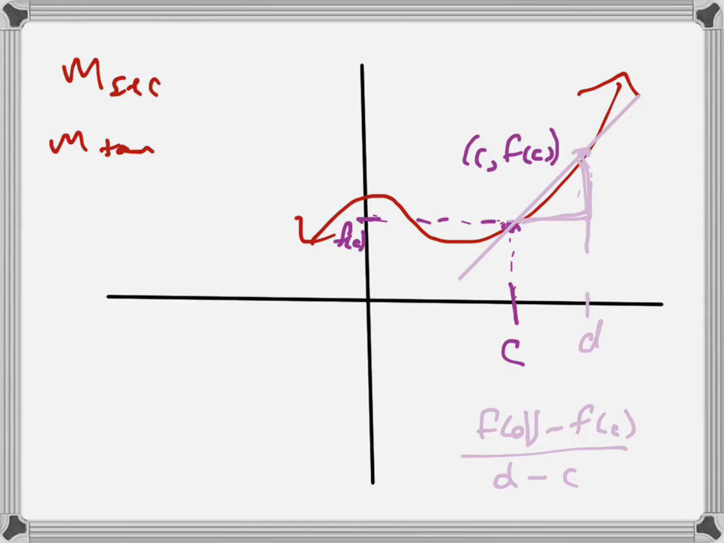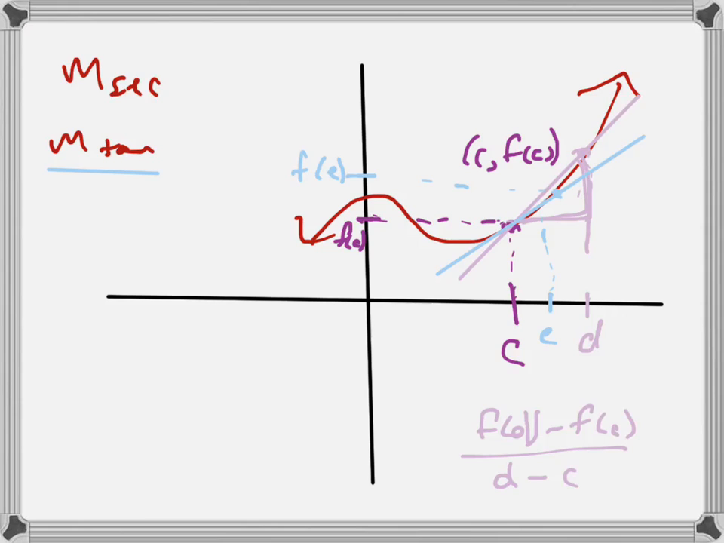Then I take another point and go a little bit closer. Let's call it E. I go up to the graph and over. That's f of E. Here's the tangent line right there. Now the slope of that secant line is going to be a little bit closer to the slope of the tangent line, which is really what we're after.